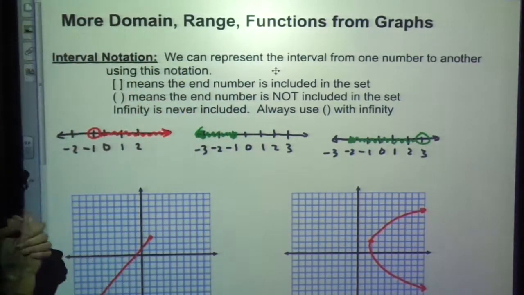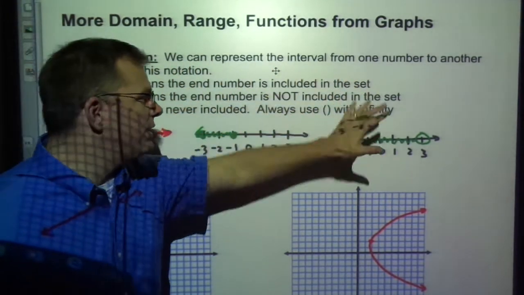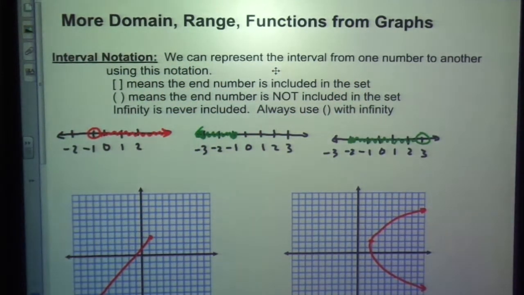We're going to start with interval notation, so I'd like you to pause the video right here at the beginning and jot this all down as well as these three examples. Pause and go.